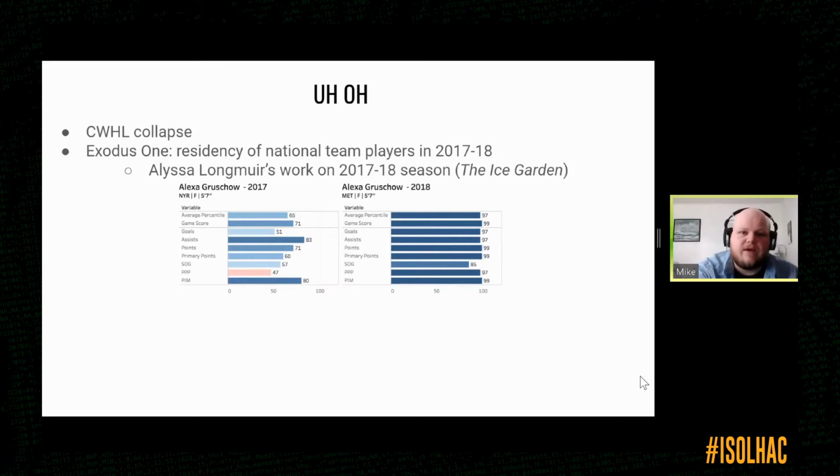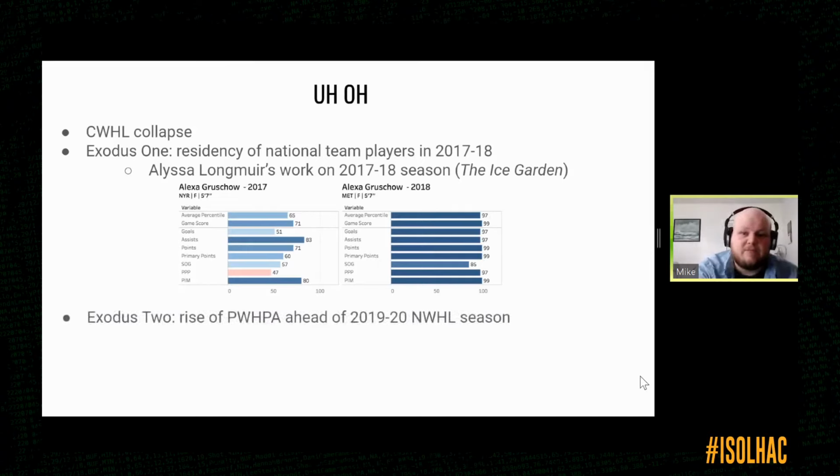The graphic here is for Alexa Grushow, who in her first season was the second line center, a really solid, promising young player. And then the next season, her team won the championship and she was the MVP of the league. And as anecdotal as that is, it gives you an idea of the vacuum left by those national team players and how that would impact the entire competitive landscape of the league.